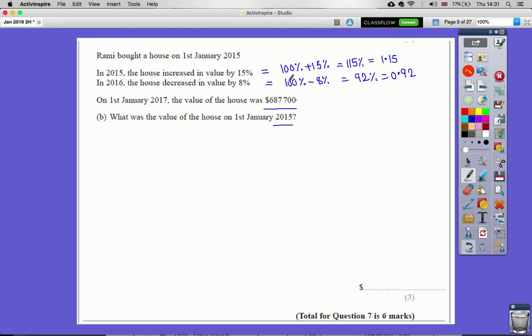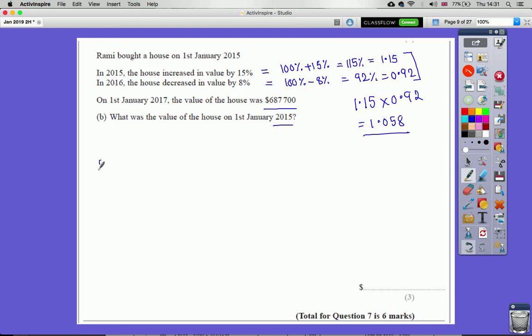So we're looking for the old value. Now, what is the overall change in these 2 years? To find that out, I need to do 1.15 multiplied by 0.92. That will give me the overall change. So 1.15 multiplied by 0.92 is equal to 1.058. That is the total change.